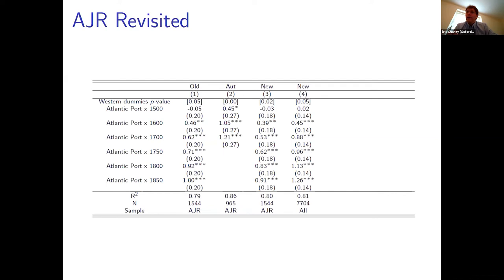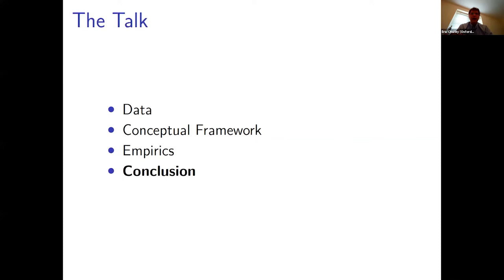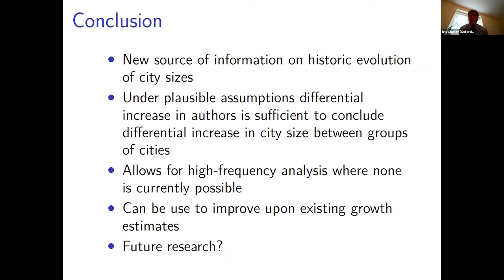Okay, so I am pretty much out of time here. I have 3 minutes, so I'll just conclude. I've provided a new source of information on the historical evolution of city sizes, and perhaps even more so the historical evolution of economic activity, which I think is driving both of these things, city sizes and author counts. Under plausible assumptions, a differential increase in authors is sufficient to conclude that there was a differential increase in city sizes between groups of cities. What these new data allow for is high frequency analysis where none is currently possible. And as I've shown you in the second part of the conceptual framework, it can also be used to improve upon existing growth estimates.